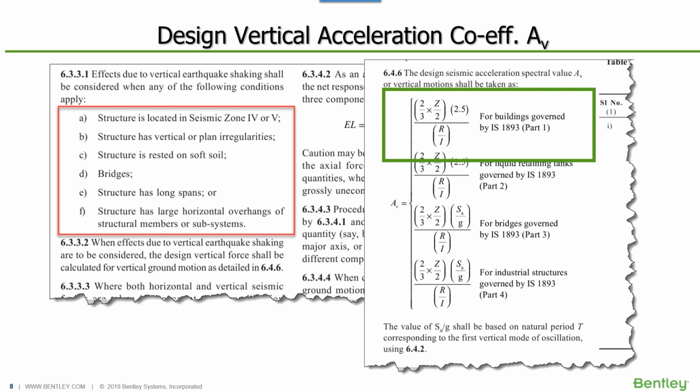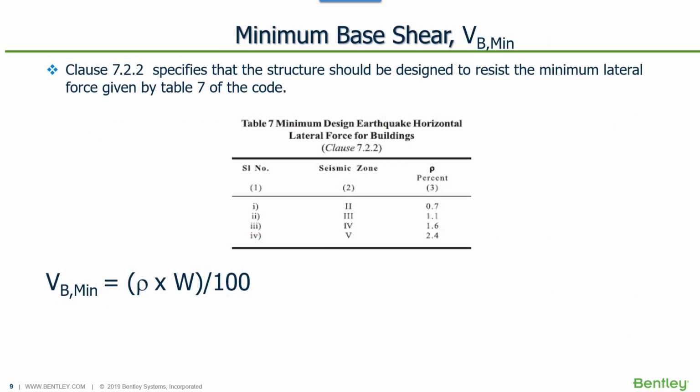In the program that I will show you, this particular consideration is automatic, and now we are allowing you to consider equivalent static load in the y direction. The program will be generating the load on the structure. This is a very important minimum base shear criterion. In this version of the code we have a term called rho, and the minimum base shear will be computed as rho times W divided by 100. This is done by the program automatically, and in the output we provide a check on that.